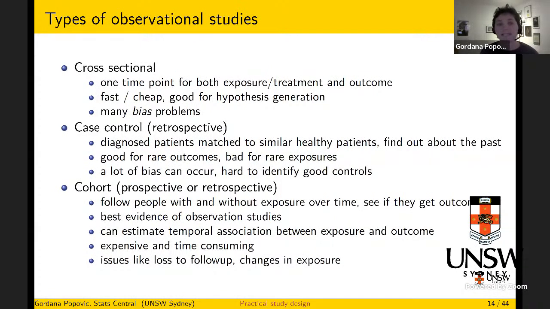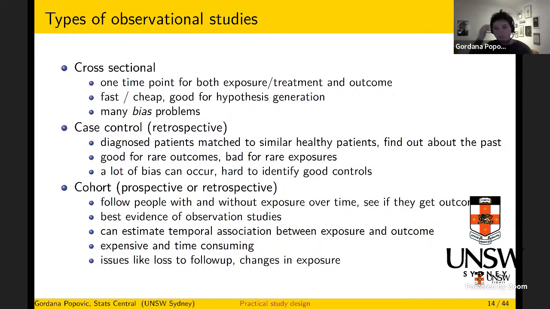So cross-sectional means that you go out and you collect data at one time point for both the exposure and the outcome. So in medicine, this is, for example, if you're interested in the association of smoking and heart disease, you go out and you collect data on patients and you ask them if they smoke and you ask them if they have heart disease, or you look at their records and see if they have heart disease. So both the exposure and the outcome happen at the same time. You ask the question at the same time point.